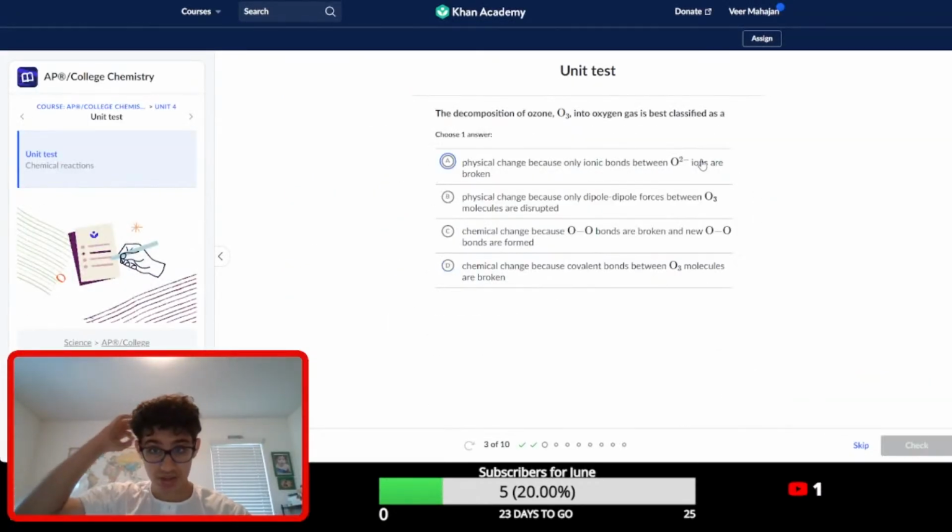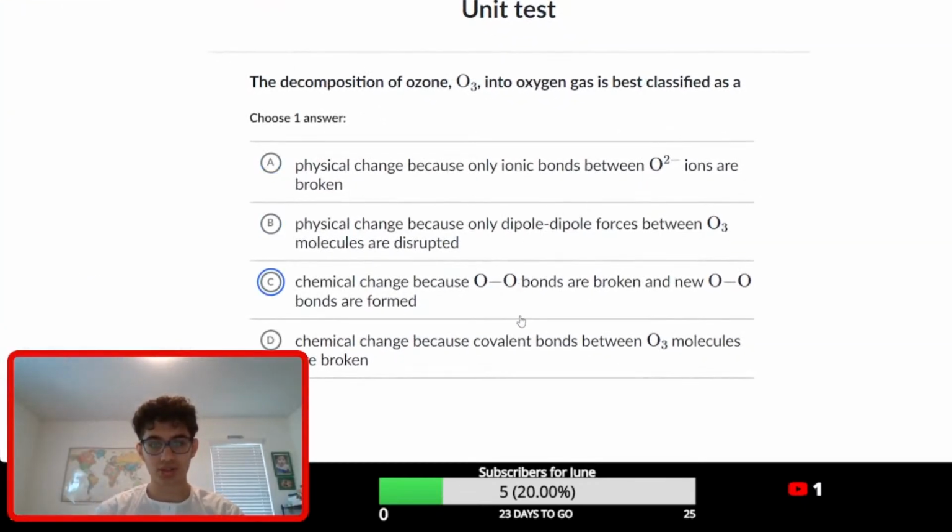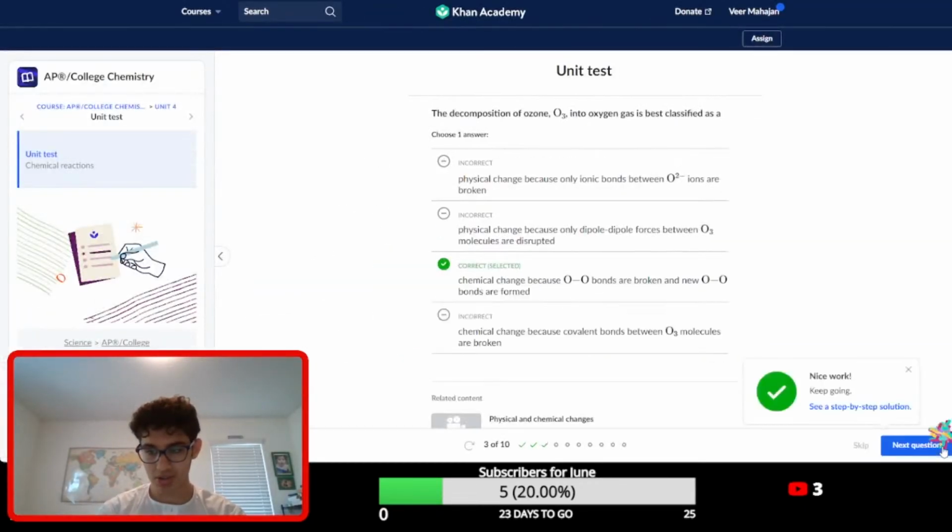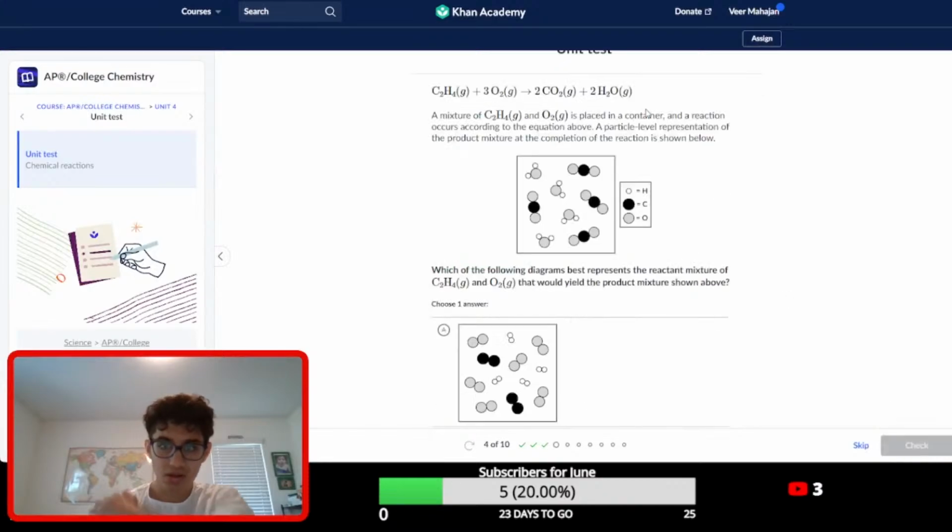Okay, good. This is not a physical change. This is a chemical change. I remember this question exactly. We just did that one some time ago.